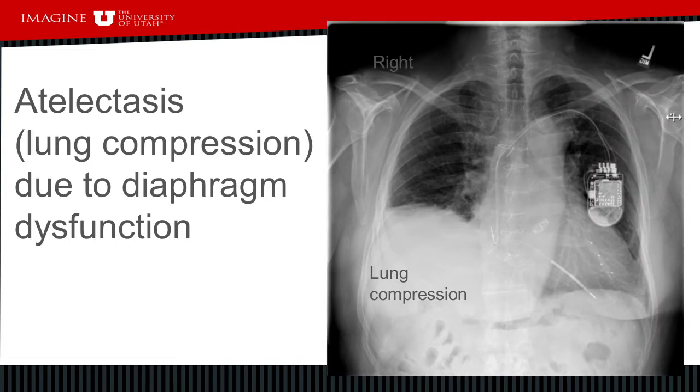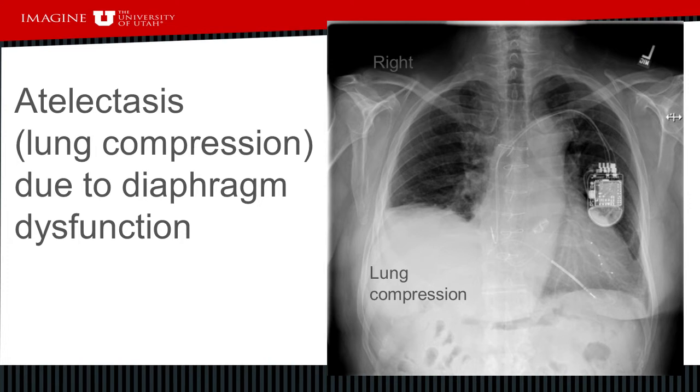So one of the things that we see in neuromuscular diseases that can be challenging is a condition called atelectasis, or lung compression. This can be due to diaphragm weakness or diaphragm dysfunction. In this X-ray that I'm showing here, you can see that on the right side, that lung field, which should be black, is much shorter.